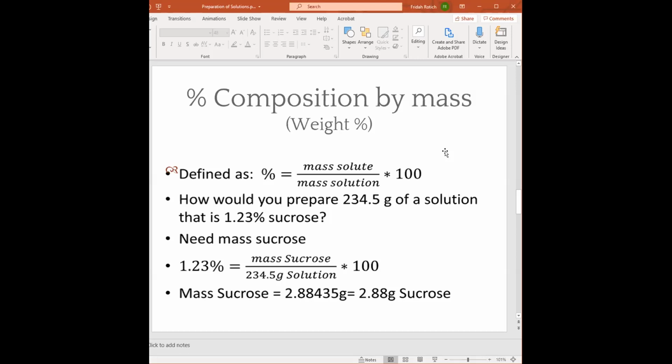I would need you guys to pay attention to whenever we have mass of solute divided by mass of solvent or volume of solvent versus mass of solution or volume of solution. Just be watchful about those so that you don't get confused.